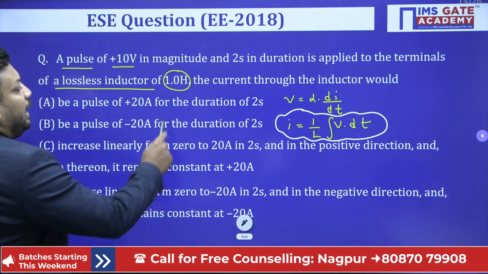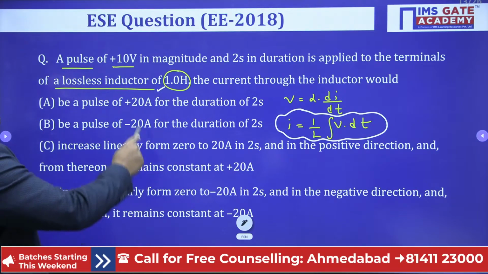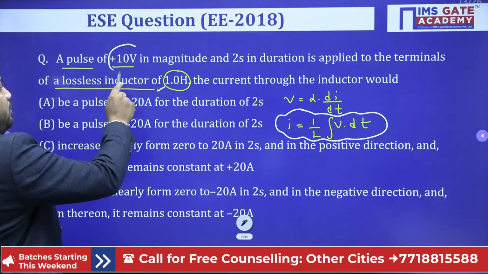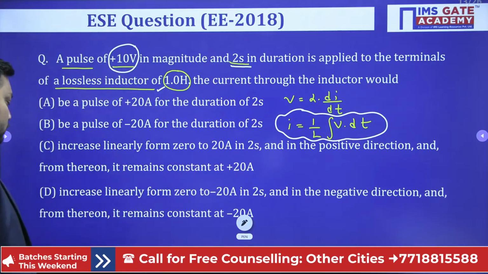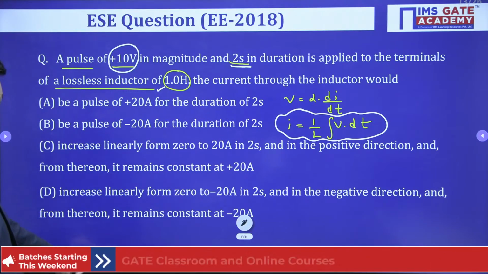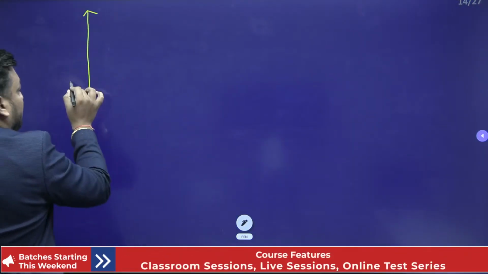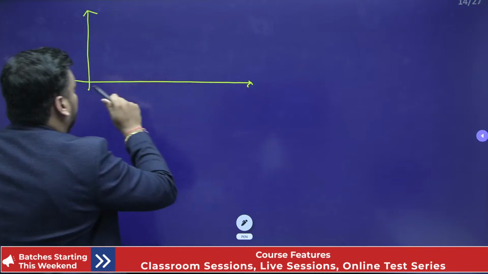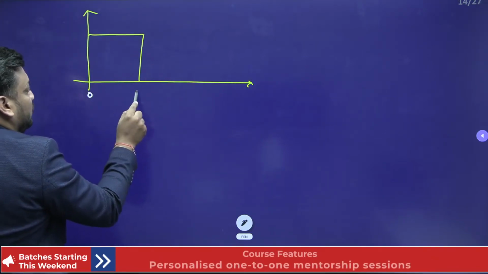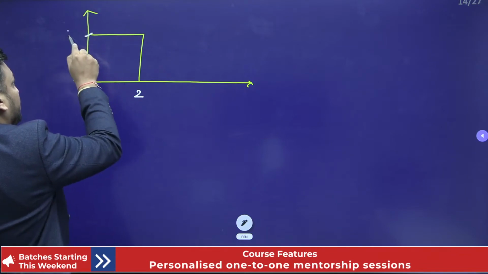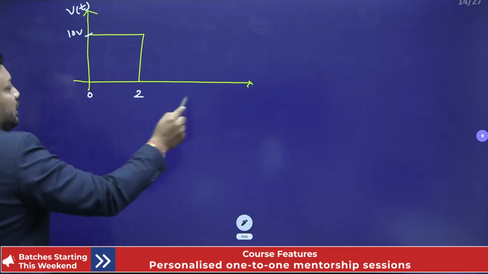The L value is also given, that is 1 Henry, and the voltage waveform you can draw because the magnitude is given and the time duration is also given, 2 seconds. So if I make a voltage waveform having magnitude 10 volt and duration 2 seconds, I can make the curve like this. It runs from 0 to 2 seconds, the magnitude is 10 volt, and it is my voltage waveform with respect to time.